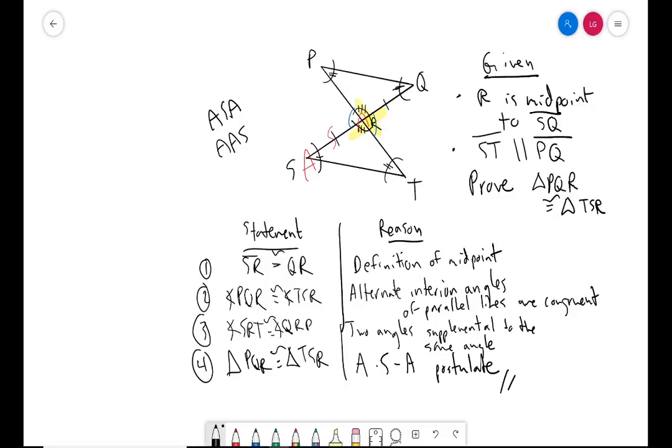What does it mean for R to be the midpoint of SQ? What does it mean for ST to be parallel to PQ? What are the implications of that? What can you infer from those in order to show the triangles are congruent? After that, it becomes a matter of looking at the picture and what you're given, what you can infer from it. Does it get you to a postulate? We've done two. There are two other ones, side angle side and side side side, that we'll talk about next week.